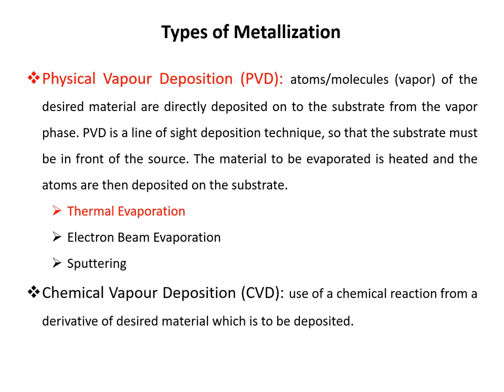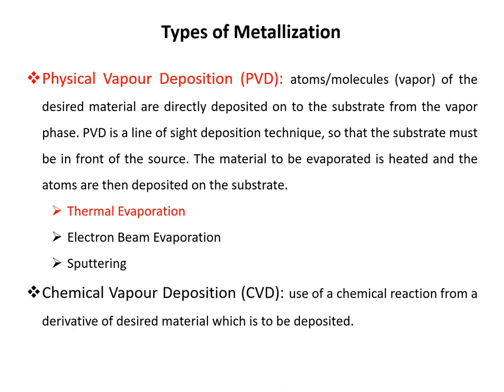So basically the material that is to be deposited is first heated, it melts, then it evaporates and sticks to the surface. There are actually three types of PVD techniques. One is thermal evaporation, that we actually carry out in the lab, and I will also discuss this in detail further. The second one is electron beam evaporation, and the third is sputtering.